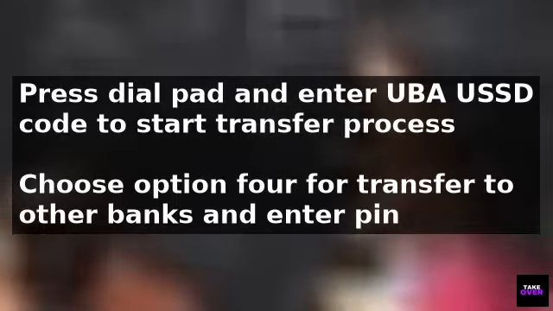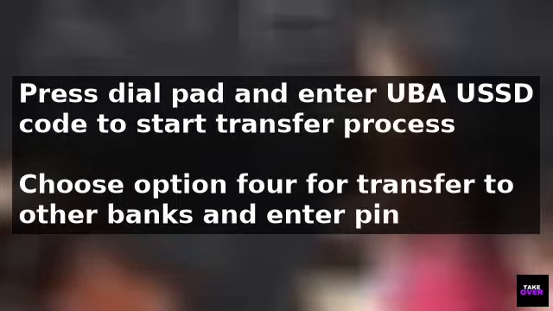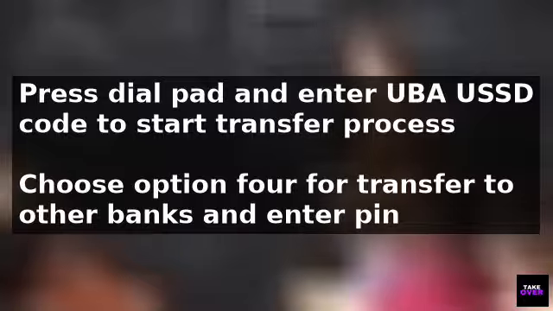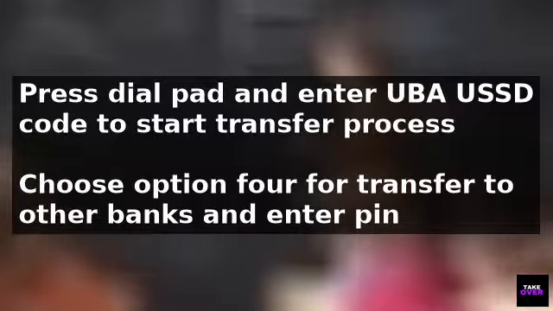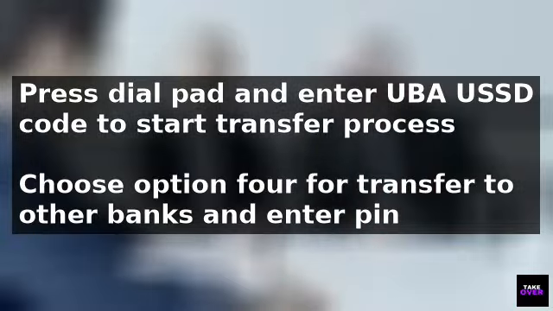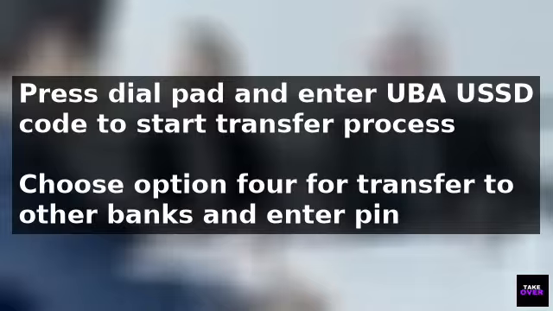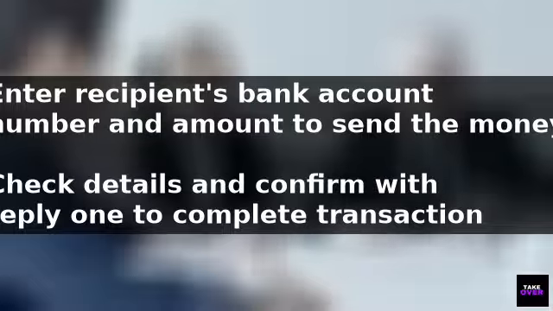To transfer money using the UBA USSD code, follow these steps. On your phone's dial pad, press *919#. A prompt will appear with a list of transfer options. Choose option 4, Transfer other banks. Next, key in your PIN and press send.